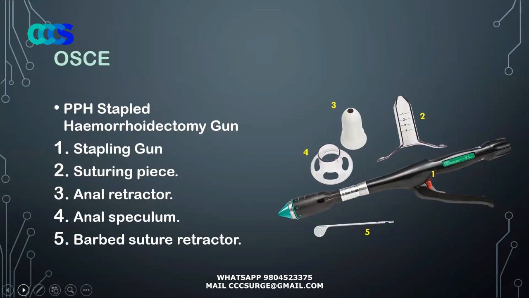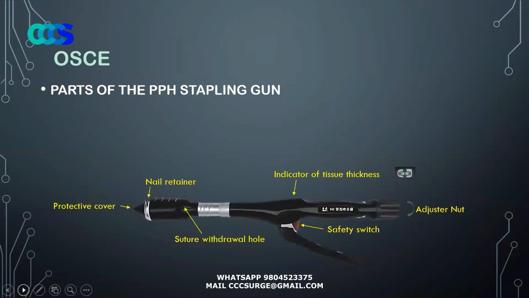Number five is a barb suture retractor. The parts are these: a protective cover in front from the start so that you don't damage any part of the mucosa, the nail retainer out here, and a suture withdrawal hole. On top you have the indicator for tissue thickness, a safety switch, and the adjuster knob.